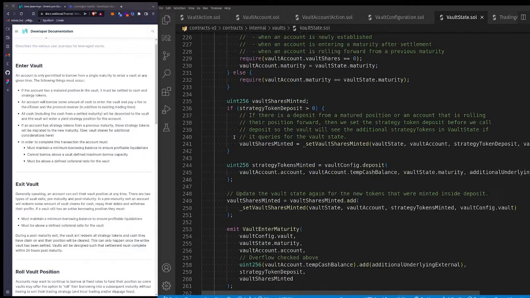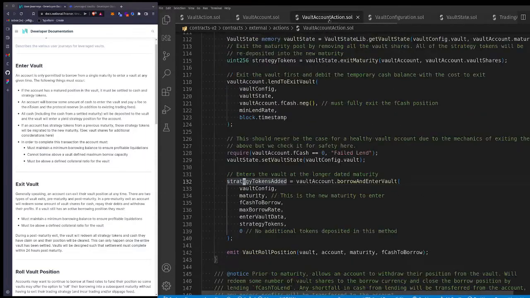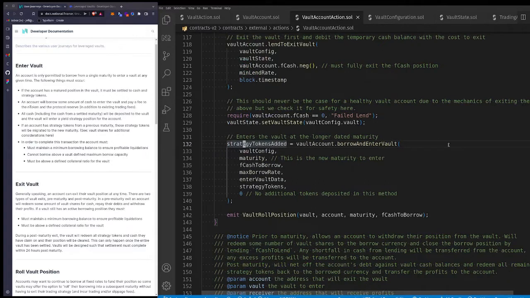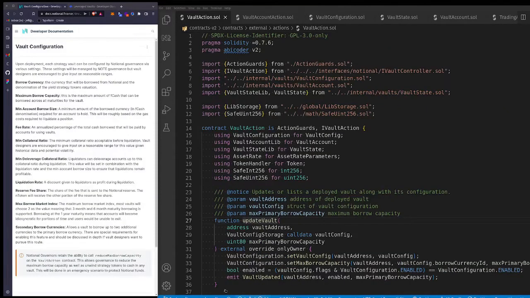And then it'll go through the process of minting any additional vault shares that it needs. And when we exit this function, the account will now have a new debt position, a new vault shares balance at the new maturity, and no position at all in their prior maturity.